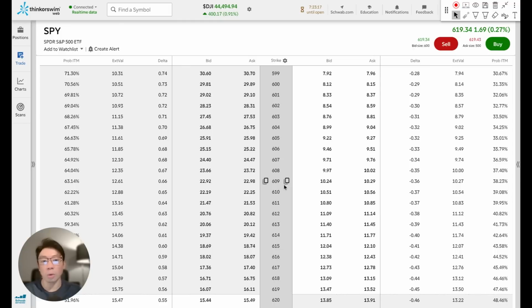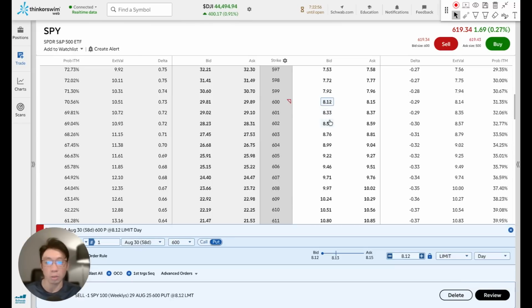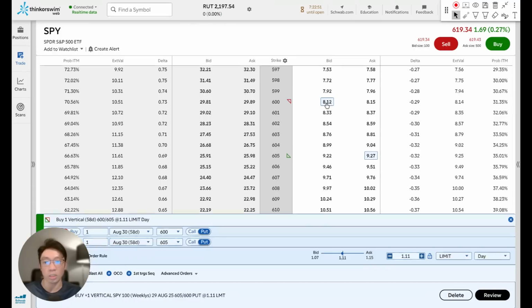In case you're not aware how the put ratio spread structure is, it's actually pretty simple. This is how I like to think of it. You have a short put. In this case, let us just use one of the short puts down here as an example, 600. And then you have a debit spread as well, so it will be a put debit spread. Let us say we use 605 and we also use 600. With the put ratio spread, you will notice that the short leg of the put debit spread is actually sharing the same strike as the short put.